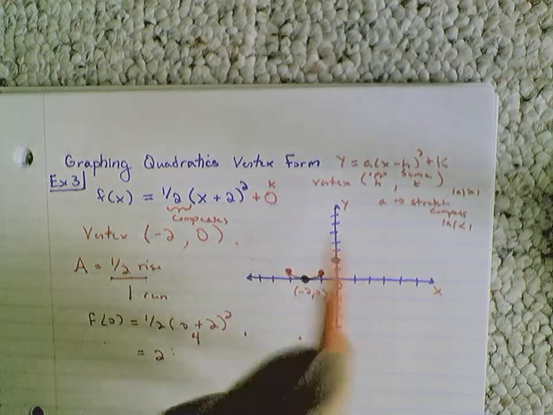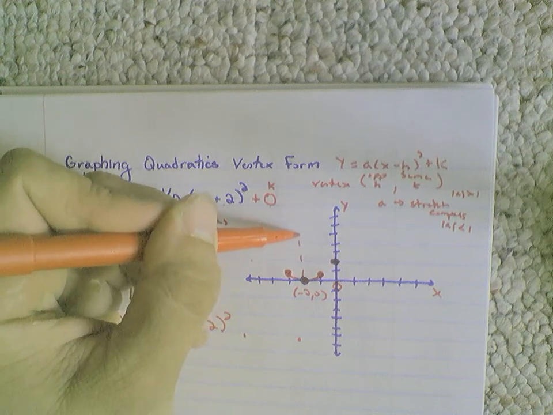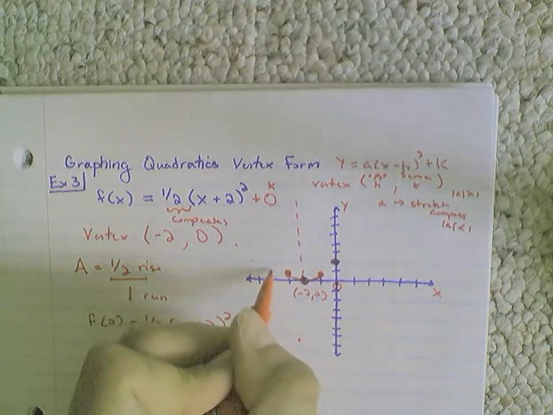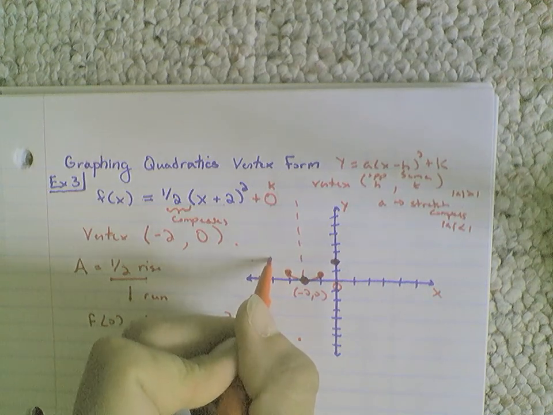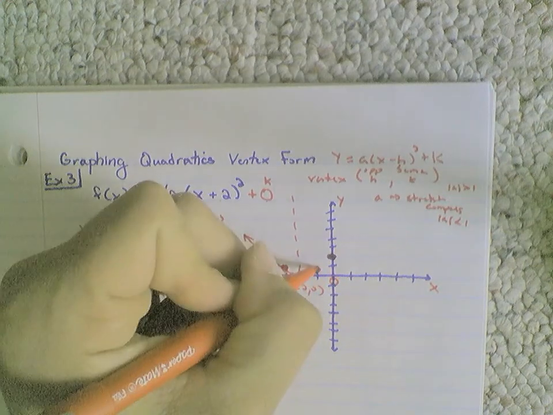And then to find my fifth and final point, it's important to remember that quadratics and parabolas are always symmetrical. So if I go over 1 and up, I should be at 2 as well. And the graph will look like that.